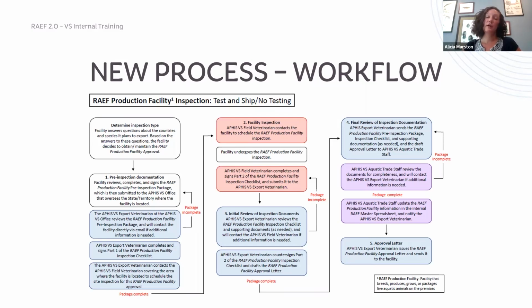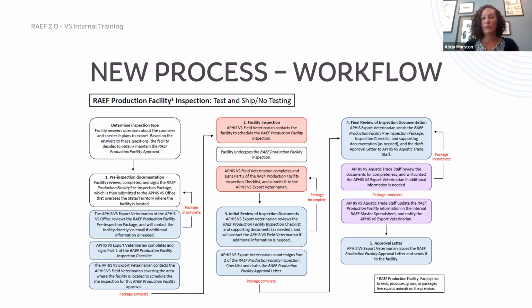And then the fourth step is the final review, which happens at headquarters at our aquatic trade staff level. That will include updating the master spreadsheet. And then the last step is the approval letters. So this is the general flow that all of our packages and inspections and approvals will move through.